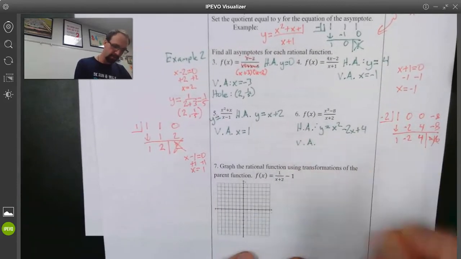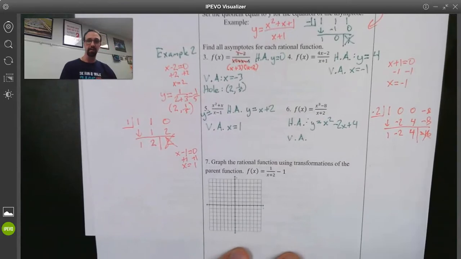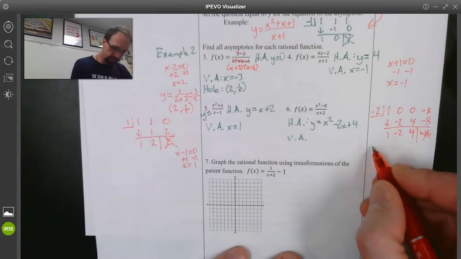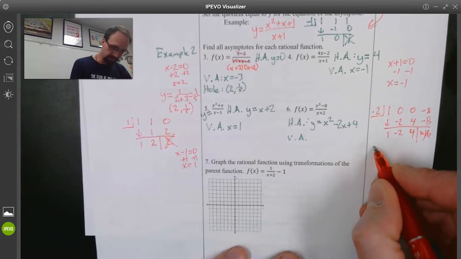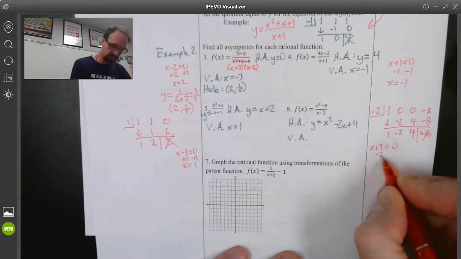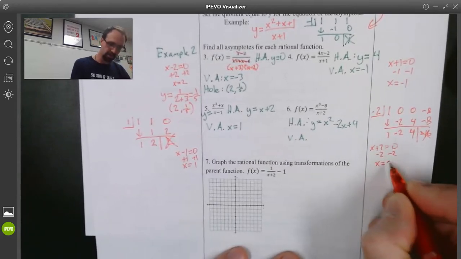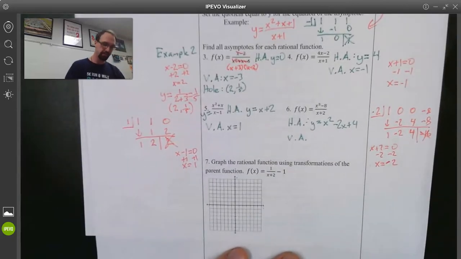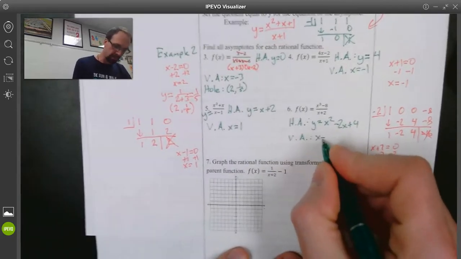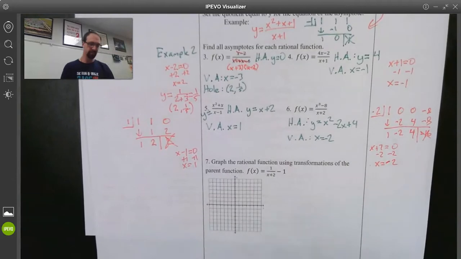My vertical asymptote, when I set the denominator equal to 0. This is going to be x plus 2 equals 0, minus 2, minus 2, so I get x equals -2. So my vertical asymptote is x equals -2.